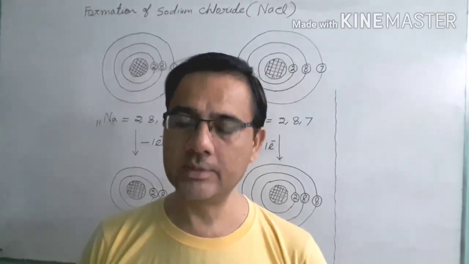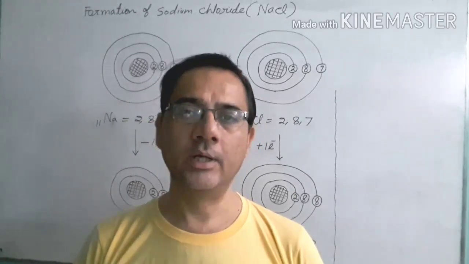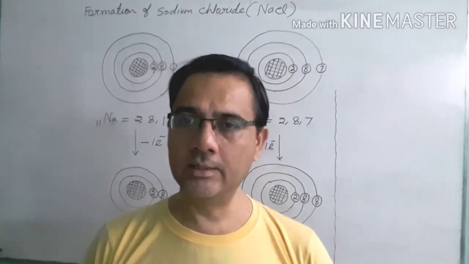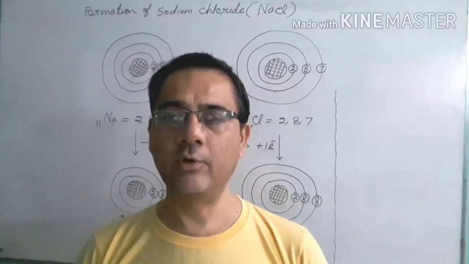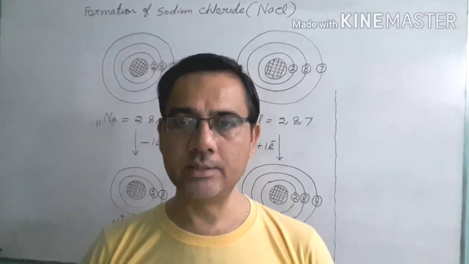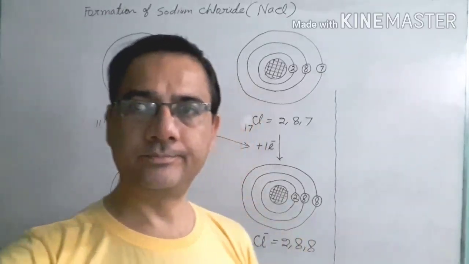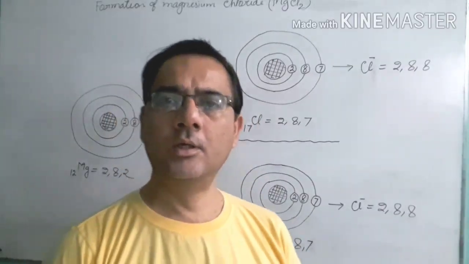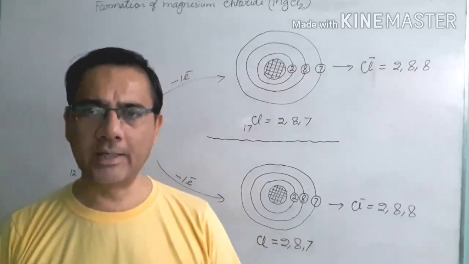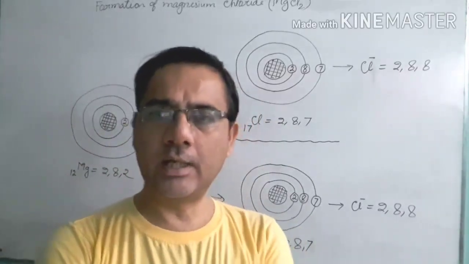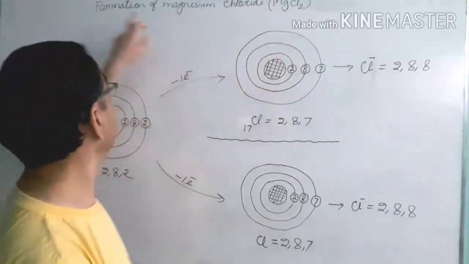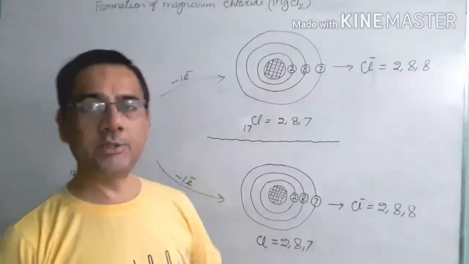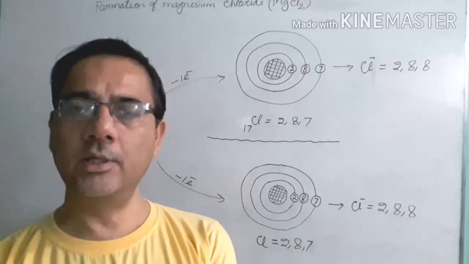That is in our syllabus, and that is very important. Now we are going to study another ionic compound, that is magnesium chloride. How the magnesium chloride formation takes place, that is MgCl2. So see, formation of magnesium chloride. First we see what is the chemical formula of magnesium chloride, and that is MgCl2.